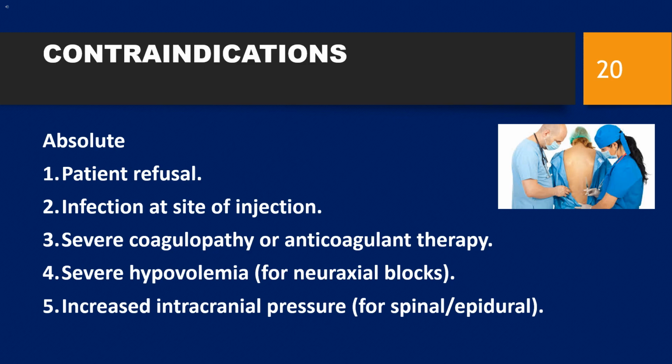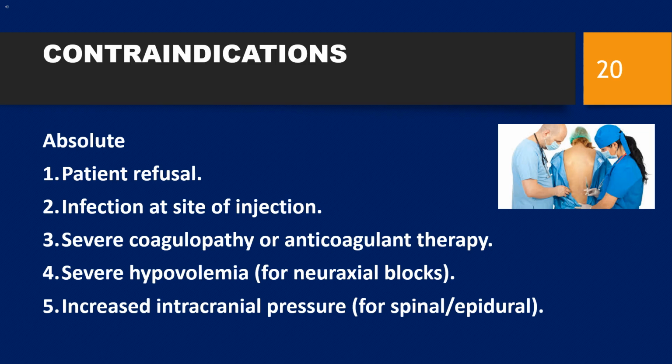Contraindications of regional anesthesia. Absolute contraindications. 1. Patient refusal. Patients have the right to refuse any medical treatment, including regional anesthesia. 2. Infection at site of injection. Injecting local anesthetic into an infected area can spread the infection and lead to serious complications. 3. Severe coagulopathy or anticoagulant therapy. Patients with bleeding disorders or taking anticoagulants are at high risk of hematoma formation.